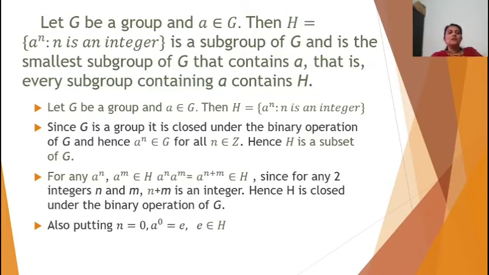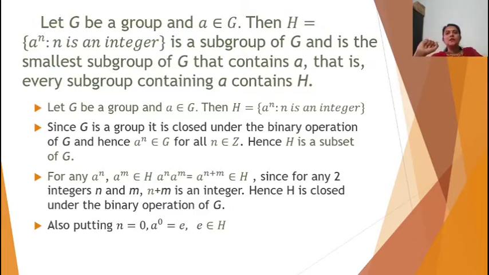First, we show that H is a subgroup. Given: let G be a group and a an element of G, then H equal to a raised to n, where n is an integer. Now we have to show that H is a subset of G. G is a group and all the elements a raised to n are elements of G, since G is closed under the binary operation. So all the elements of the form a raised to n form a subset of G. Therefore H is a subset of G.